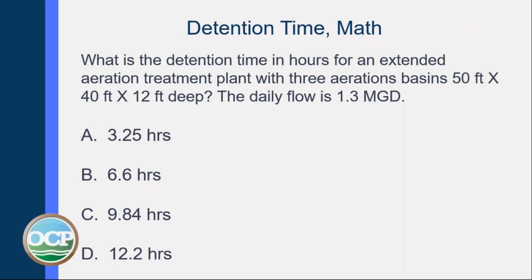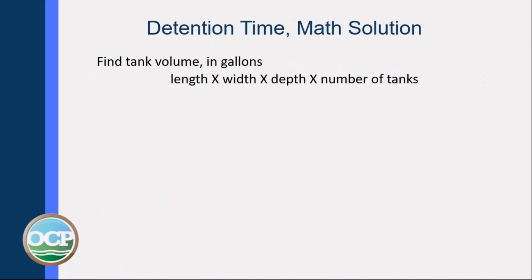Okay. What was the detention time? How many hours did it take that 1.3 million gallons per day to flow through those 3 aeration basins? Correct answer is 9.84 hours. Let's see how we do it.